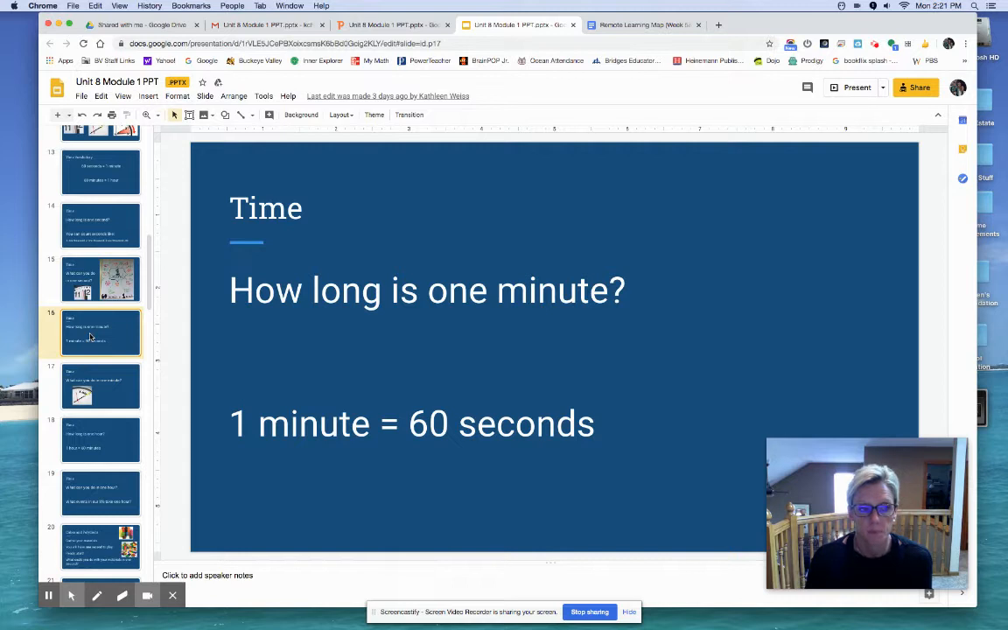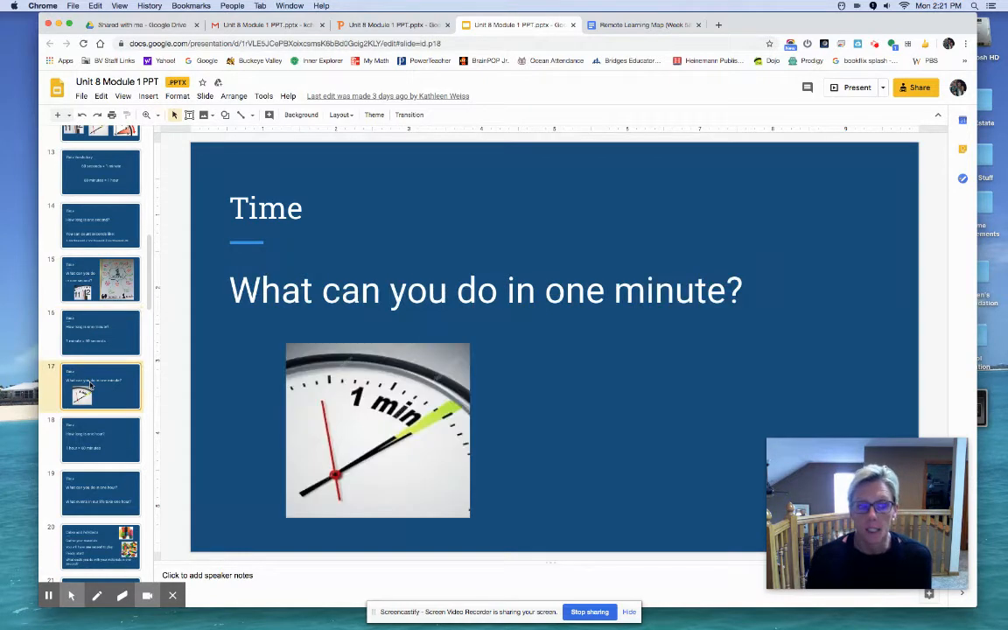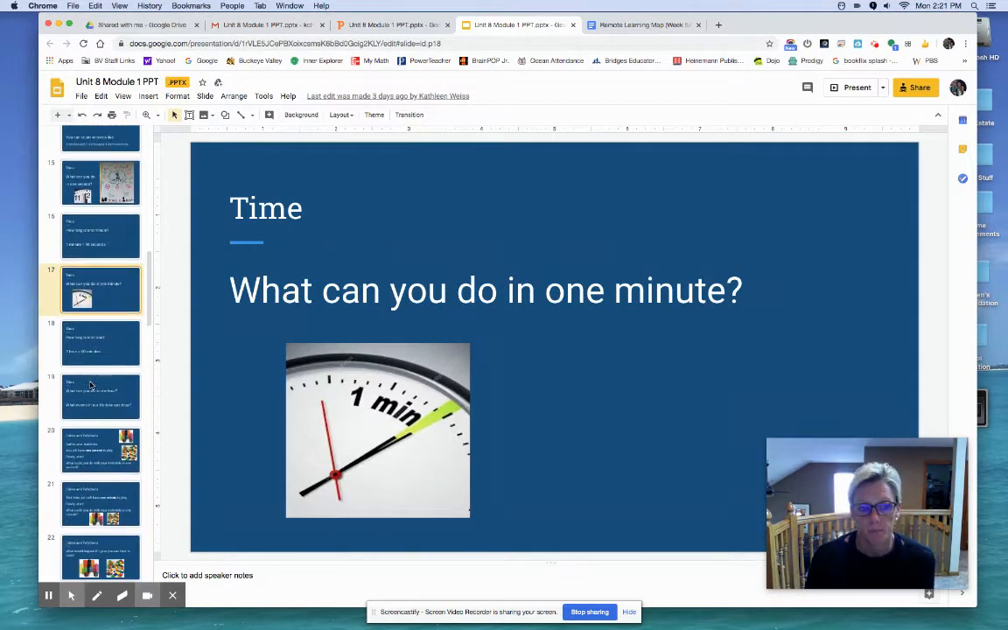How long is a minute? That's right, 1 minute is 60 seconds. Think about what you can do in 1 minute. If you want to make a list of things you can do in a minute, that would be fun too. See how many jumping jacks you can do in 1 minute. See how many push-ups you can do in 1 minute. See how many marshmallows you can put in your mouth in 1 minute. You might not want to eat them all though. Might give you a tummy ache.